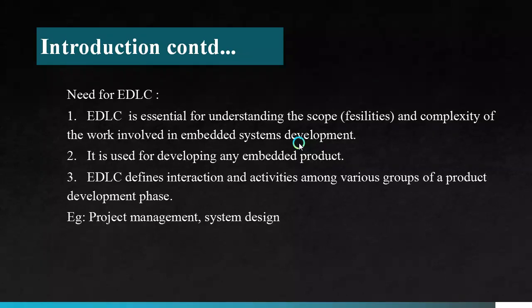Need for EDLC. EDLC is essential for understanding the scope and complexity of the work involved in embedded systems development. So basically, what the customer requires is a complex problem to the developer. So that means it is to be divided into phases as categorized in EDLC and solved to give out an efficient solution. It is used for developing any embedded product. EDLC defines interaction and activities among various groups of a product development phase. That is, with each phase, there is interaction between the customer and developer. And also there are many activities happening during these phases. Example, project management, system design, etc.